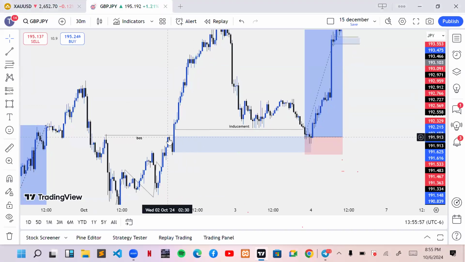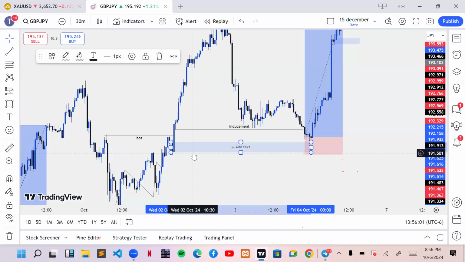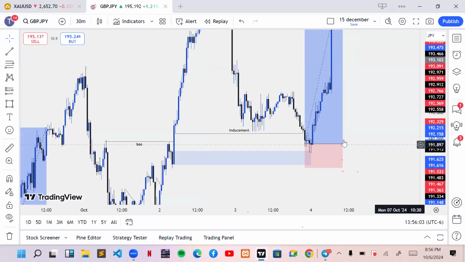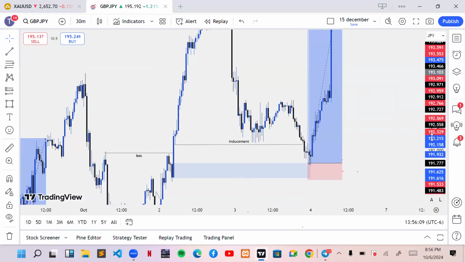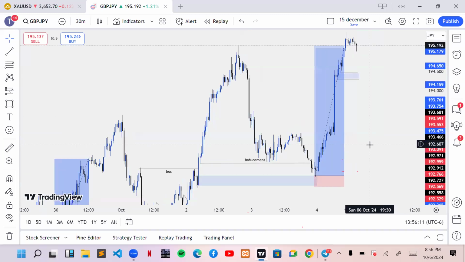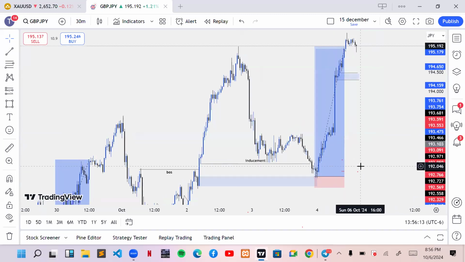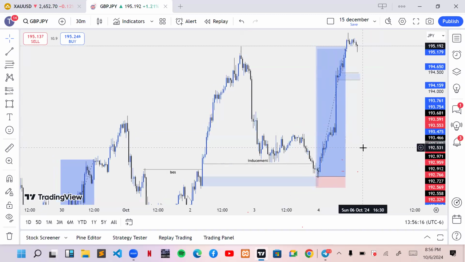Now, I used my breaker block, but in this case, let me just use the other block because it's the only other block that I've taught you guys. So this was the other block right here. I will wait for price to now come in and trigger that other block. And after market triggered that other block, it continued buying. This was also during NFP news.